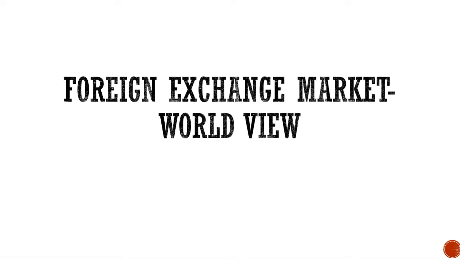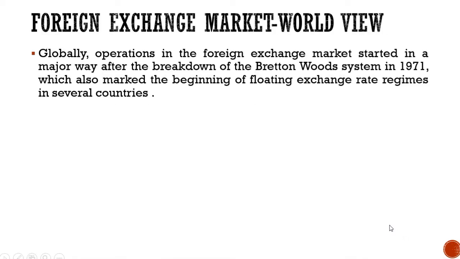Okay, so to start with module 3, let us first go through the world view relating to the foreign exchange market. As you know, globally, operation in the foreign exchange market started in major ways after the breakdown of the Bretton Woods system in 1971, which also marked the beginning of the floating exchange rate regimes in several countries. Now, this was already done in our module 1 where we went through the Bretton Woods system.